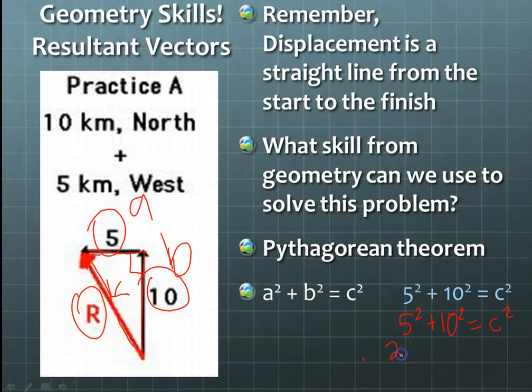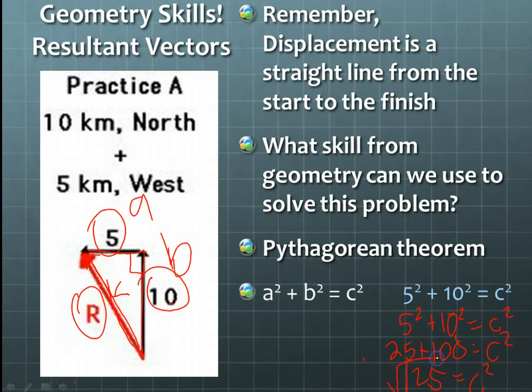So 5 squared is 25, and 10 squared is 100. And that's c squared. And so if you add them together, that's 125. And that's not the answer. The answer is not 125. And if you just look at the picture, that would not make sense, right? If this is 5 and that's 10, if you just look at it, it should be a little bit more than 10.